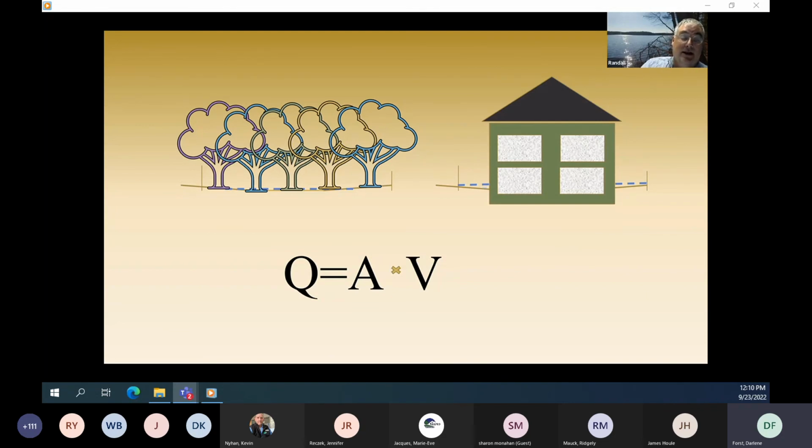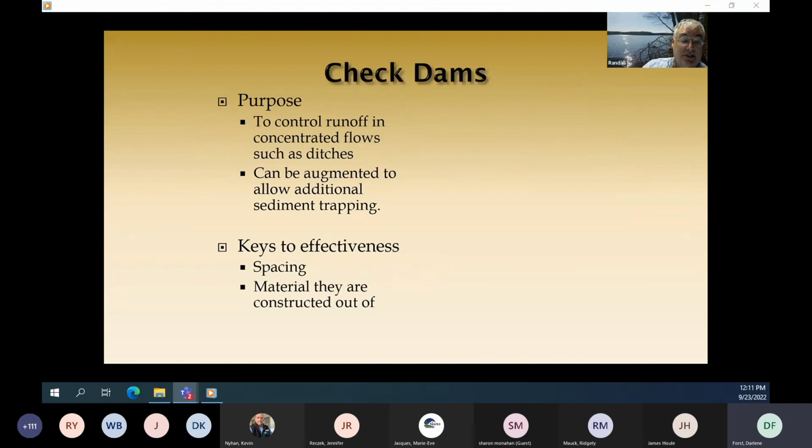And if you decrease the area, so you go from this wide area here to this area here on either side, you're going to increase the velocity. When you increase that velocity, you increase the erosion potential and the erosion forces in there, and you start having all kinds of issues. We could do a whole couple of hours just on that alone. We don't have time. One of the ways you can stop that is using check dams.